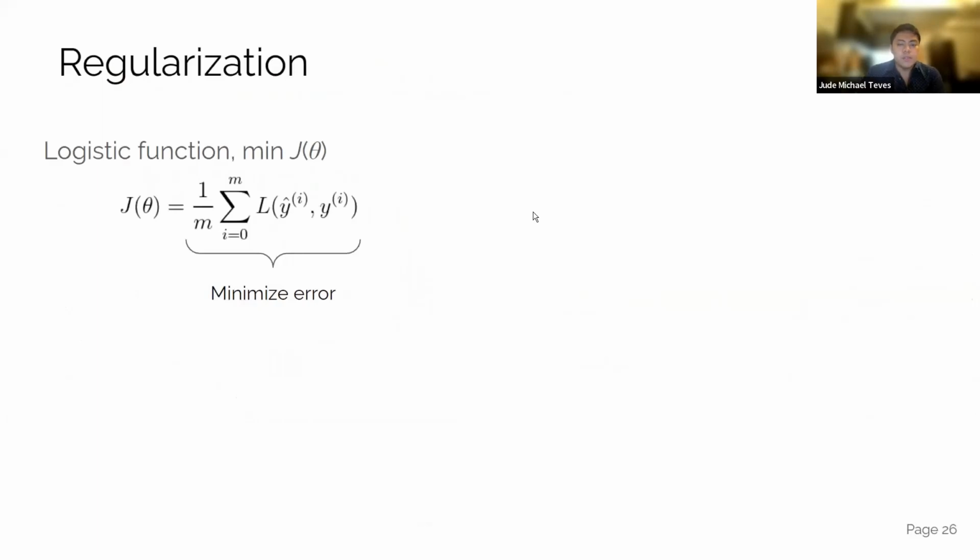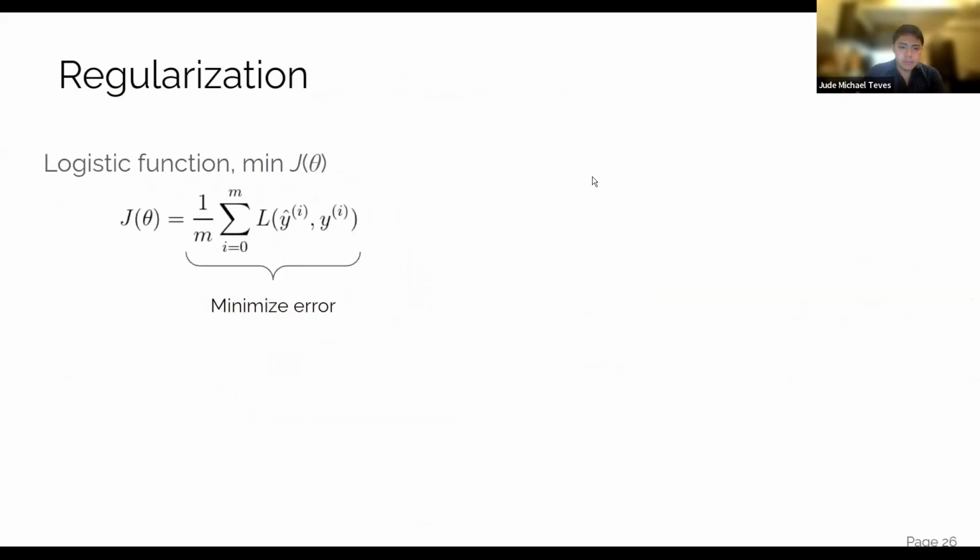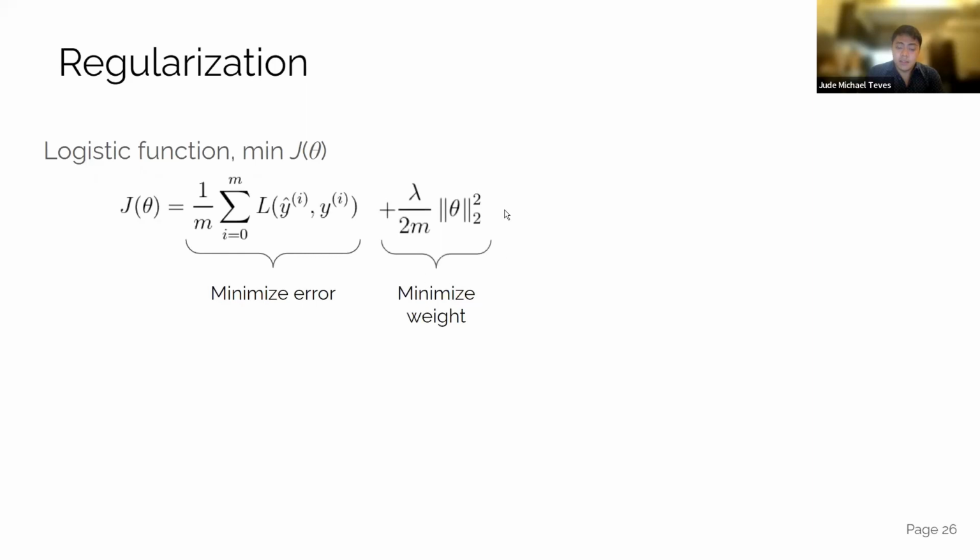Okay, now we'll proceed to modeling. In some machine learning models, you could apply regularization. This could be used in linear and logistic regression. If you remember, this is our cost function for linear regression. Now we just add this extra term here, and this is for minimizing the weight.